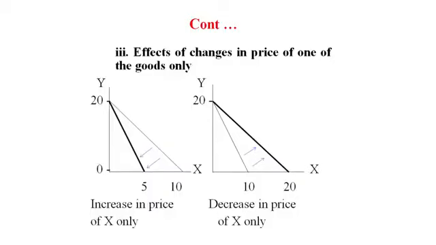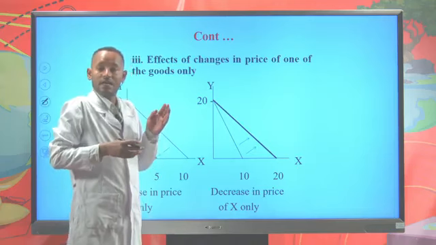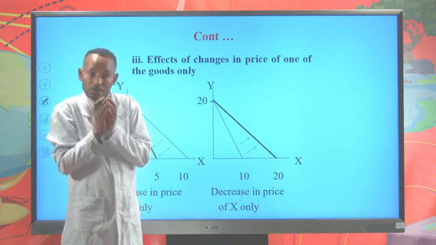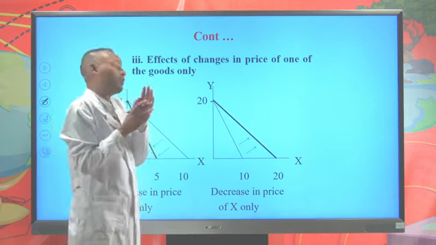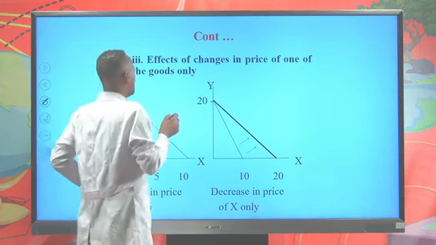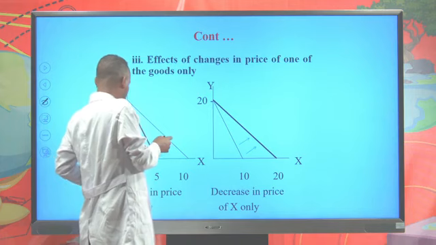Now let's see the effect of changes in the price of one of the goods only. In the previous lesson we saw a change in the price of both goods by an equal percent. Now we are going to see a change in the price of one of the goods only. First, let's see when the price of commodity X only increases.